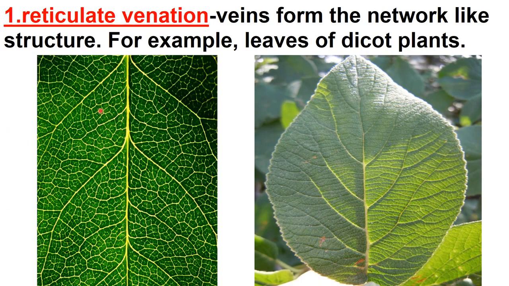See what is reticulate venation. In reticulate venation, veins form a network-like structure. As you can see here in these leaves, veins are forming this network-like structure. Here also, in this leaf, you can see this is the midrib. These are veins, and from these veins many veinlets are arising. So these veinlets are present here, and a network-like structure you can see in both these leaves. So this type of venation is called reticulate venation, and it is found in leaves of dicot plants, right?